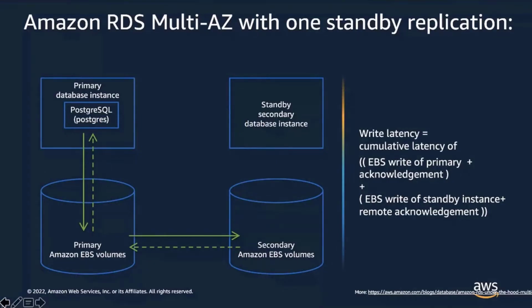Let's look under the hood on how this works. The write or the commit path ensures that the data is in two different places. So when there is a write on the primary, the data is first written to the EBS volume of the primary. It is then sent to the secondary, where it's written on the EBS volume of the secondary. Then the secondary sends an acknowledgement to the primary, and the primary sends an acknowledgement back to the database instance. At this point, the data is in two different places, and the transaction gets committed.